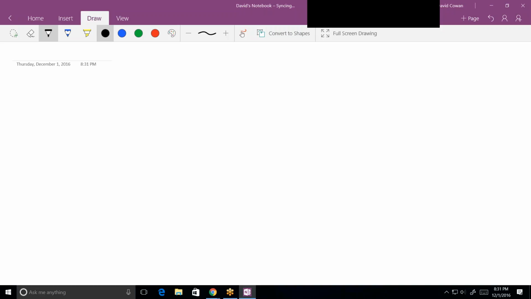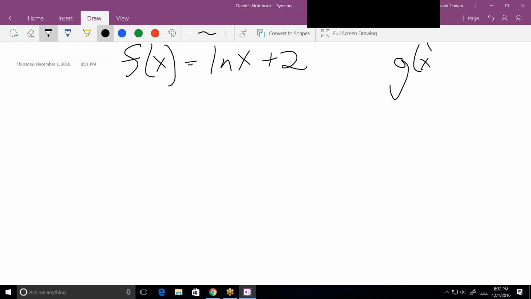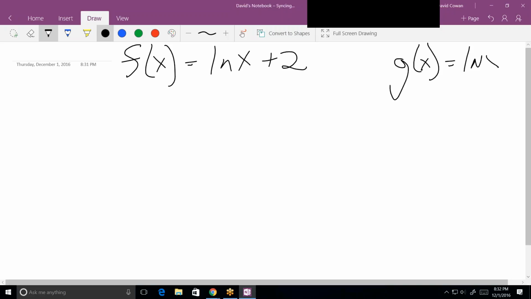All right, what else? f(x) equals the natural log of x plus 2, not in the parentheses. So again, g(x) is natural log of x.